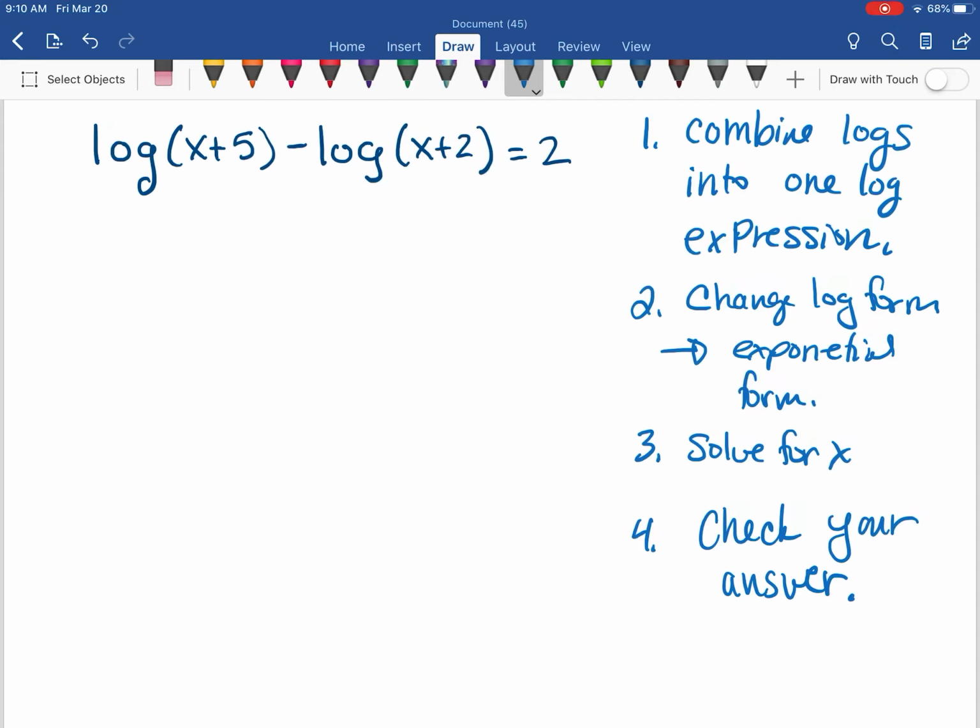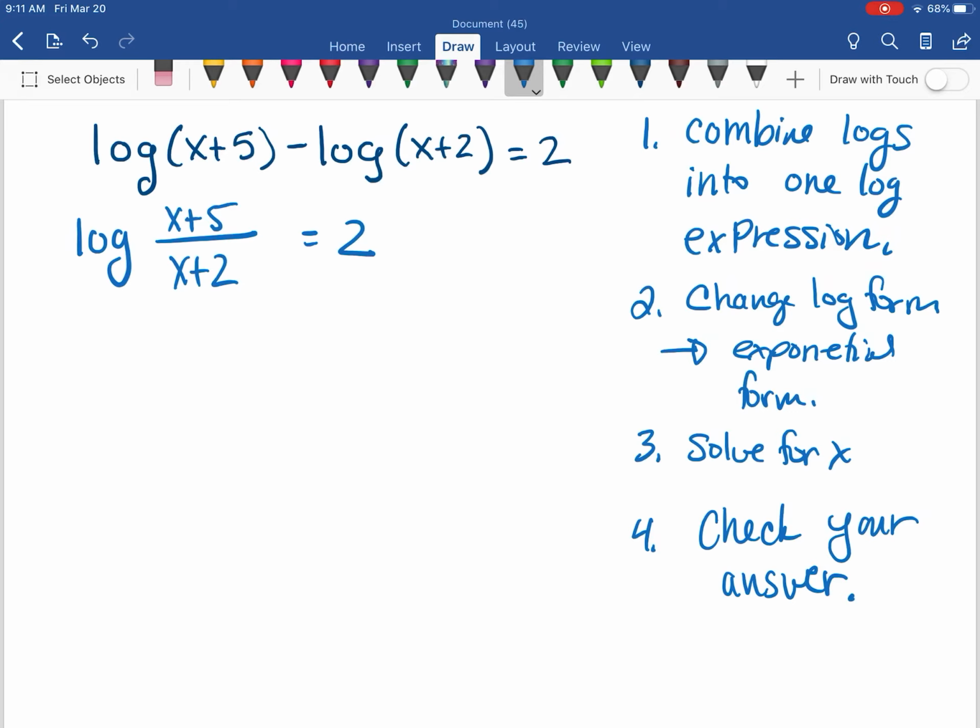Okay, so in this equation, we have two log expressions, and they're separated by a minus. So that means we have to change this into a division problem with one log using our rules for logarithms. So I'm going to rewrite this as log, and then in the numerator, it's x plus 5, and in the denominator, it's x plus 2. So now I rewrote this using one log expression.